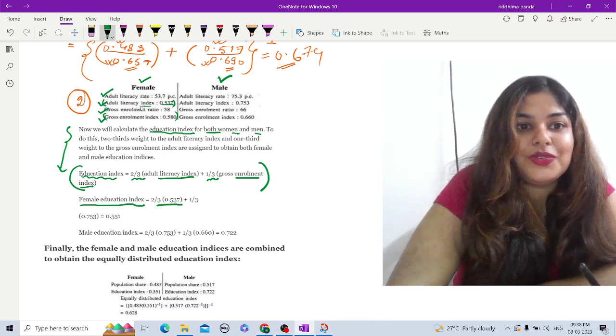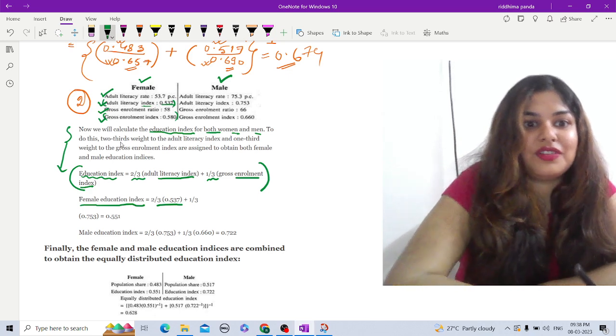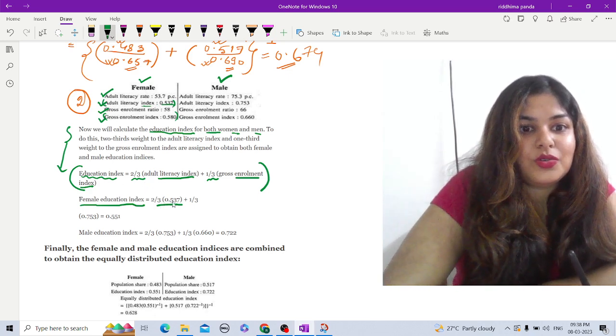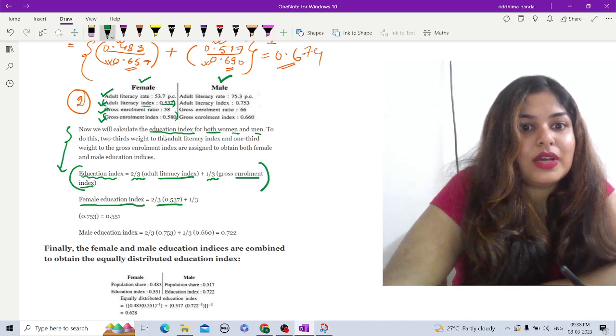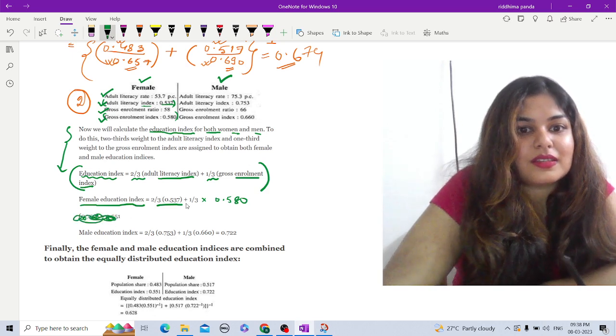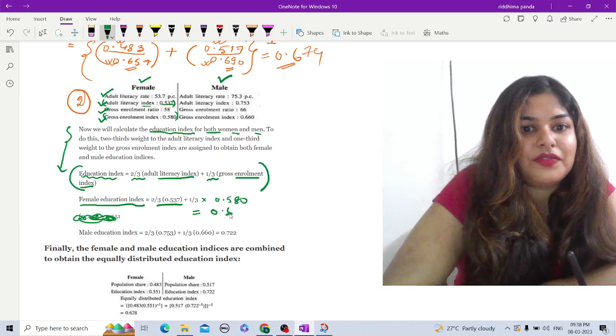2/3 of the weightage is given to the adult literacy index, that is 0.537. So we have 2/3 into 0.537 plus 1/3 of the gross enrollment ratio, and the gross enrollment ratio here is 0.580, right? So this is 1/3 into 0.580, okay? So the answer is 0.551.